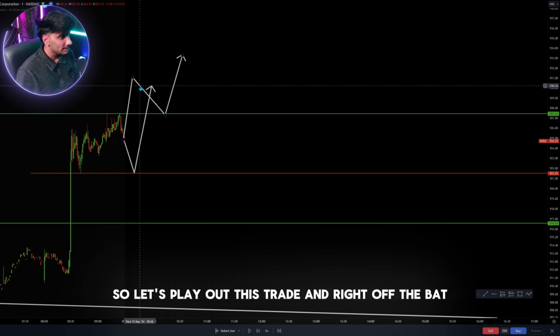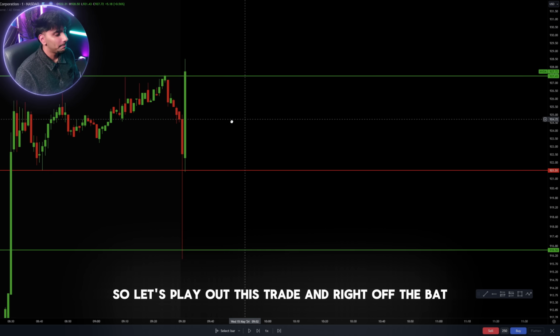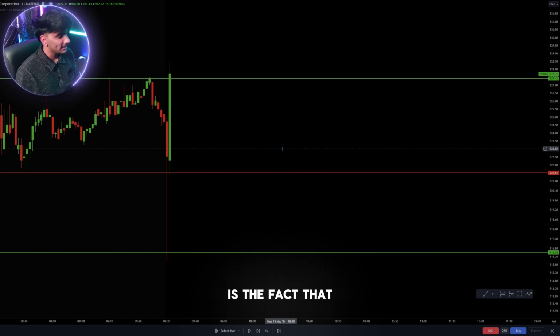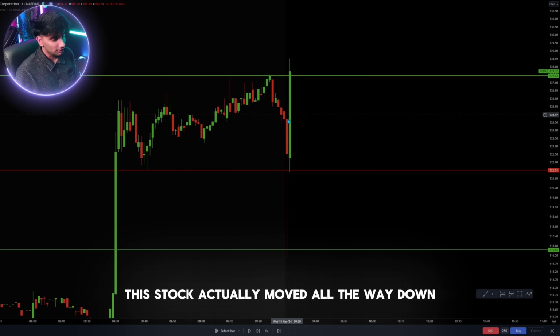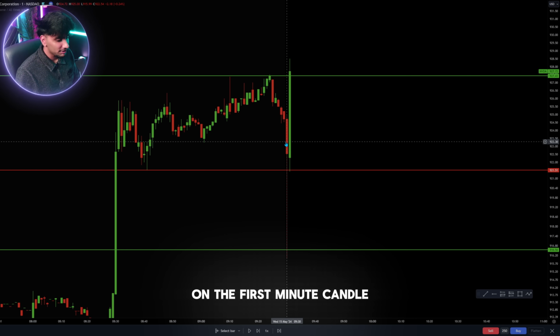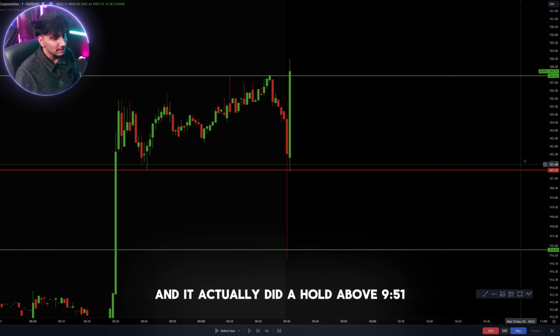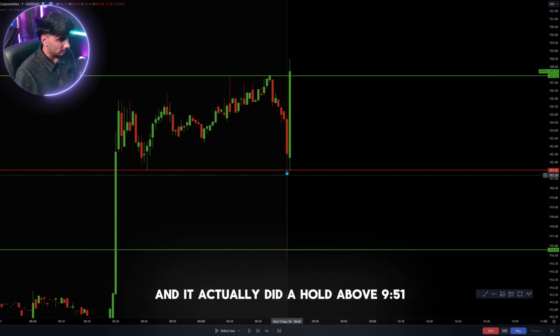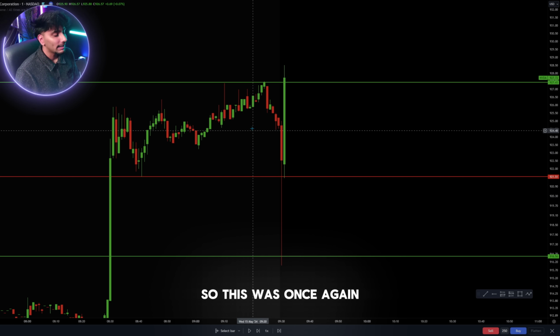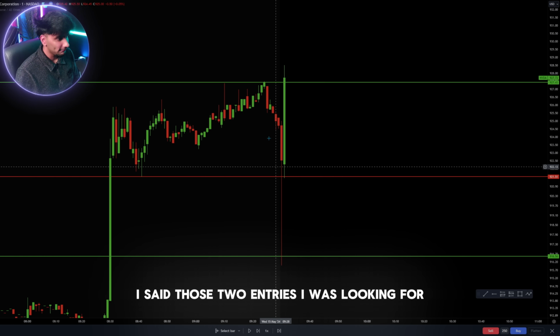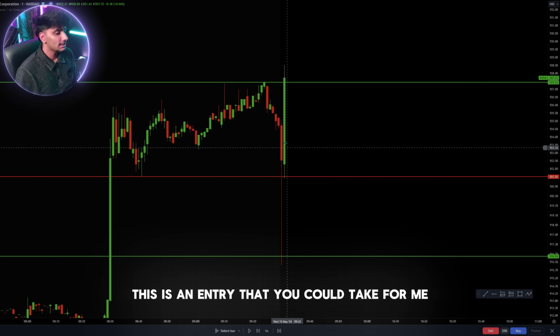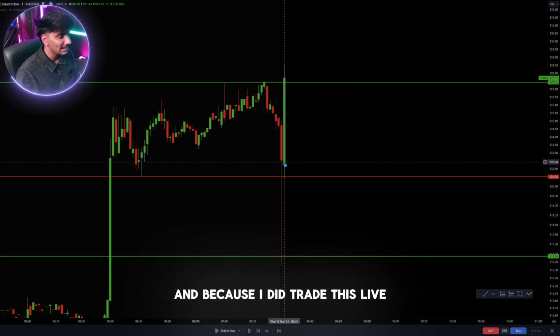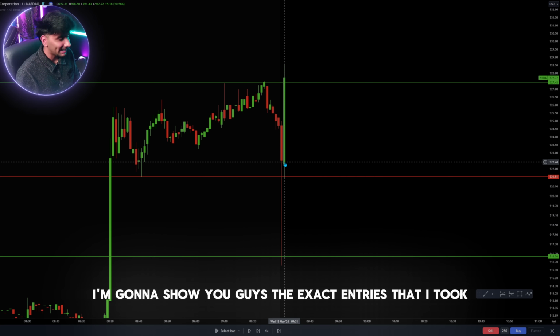So let's play out this trade. And right off the bat, the first thing I want you to notice is the fact that this stock actually moved all the way down on the first minute candle, and it actually did hold above 921.51. So this was, once again, I said those 2 entries I was looking for. This is an entry that you could take. For me, and because I did trade this live, I'm going to show you guys the exact entries that I took.